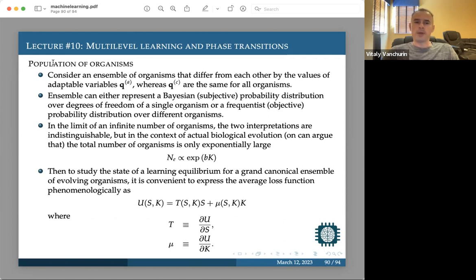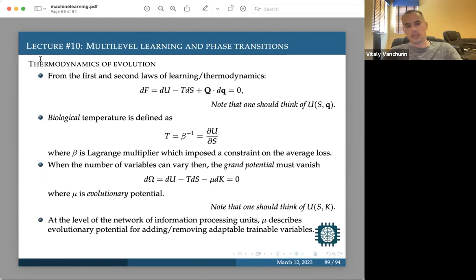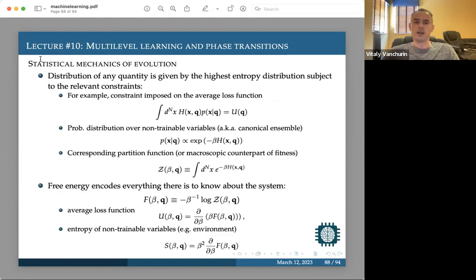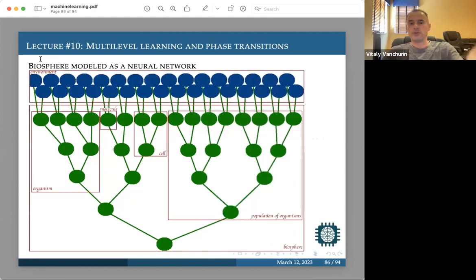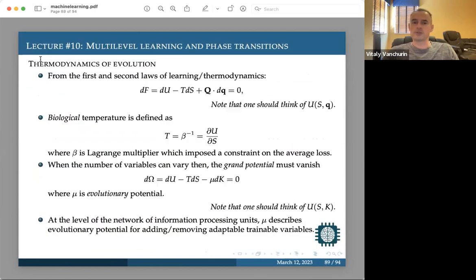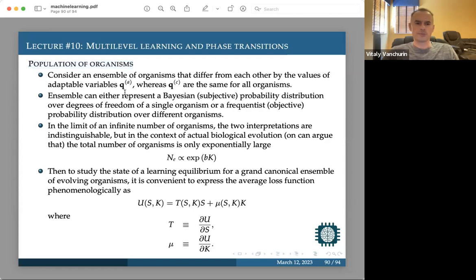let's move one step up and consider a population of organisms of the same type. So instead of looking at the individual organism, like most of the time so far, because of this multi-level learning paradigm, we can look at it at any scale. So let's look at the population of organisms. Let's only choose organisms of the same type. And so maybe they will all have the same number of genotype variables QC. So the core variables will all be the same. They'll all be describing the same organisms.